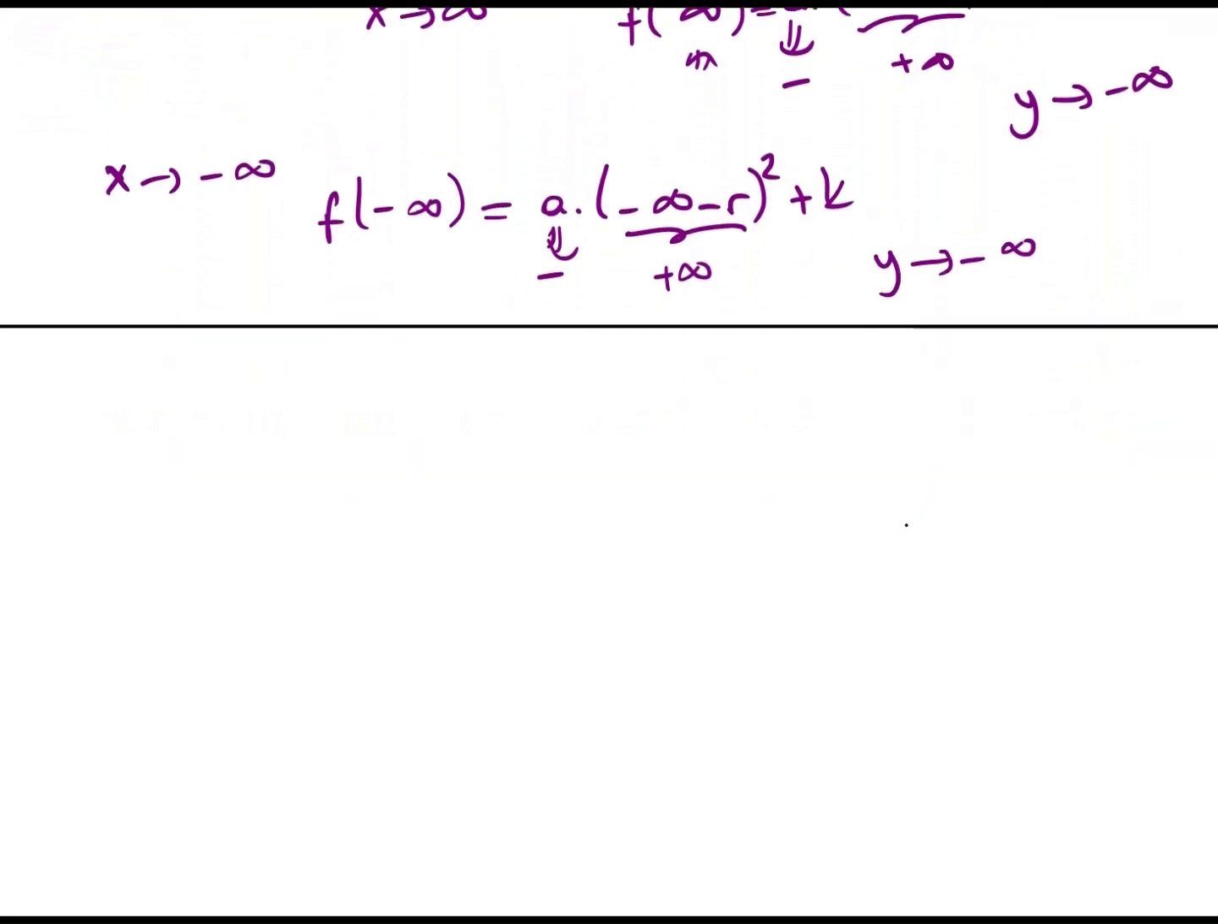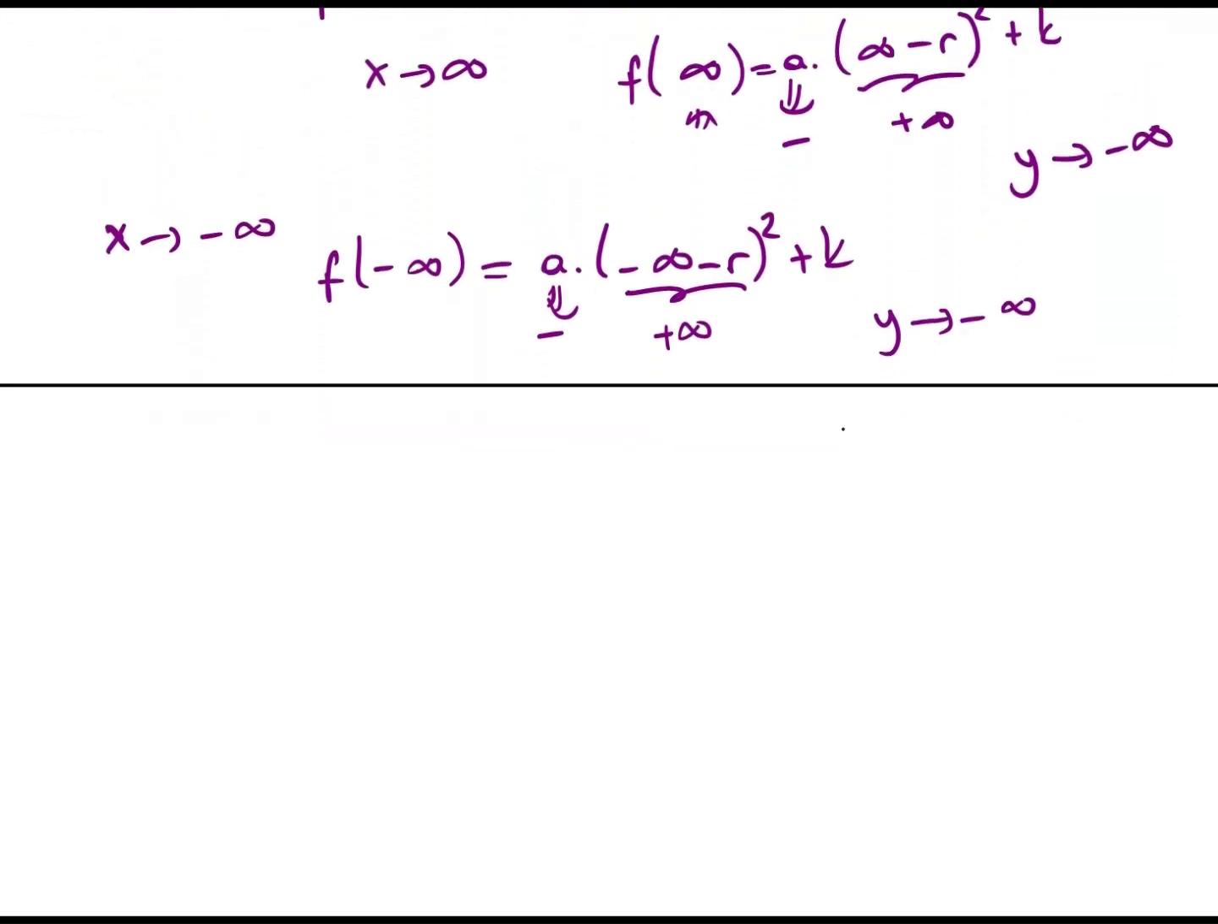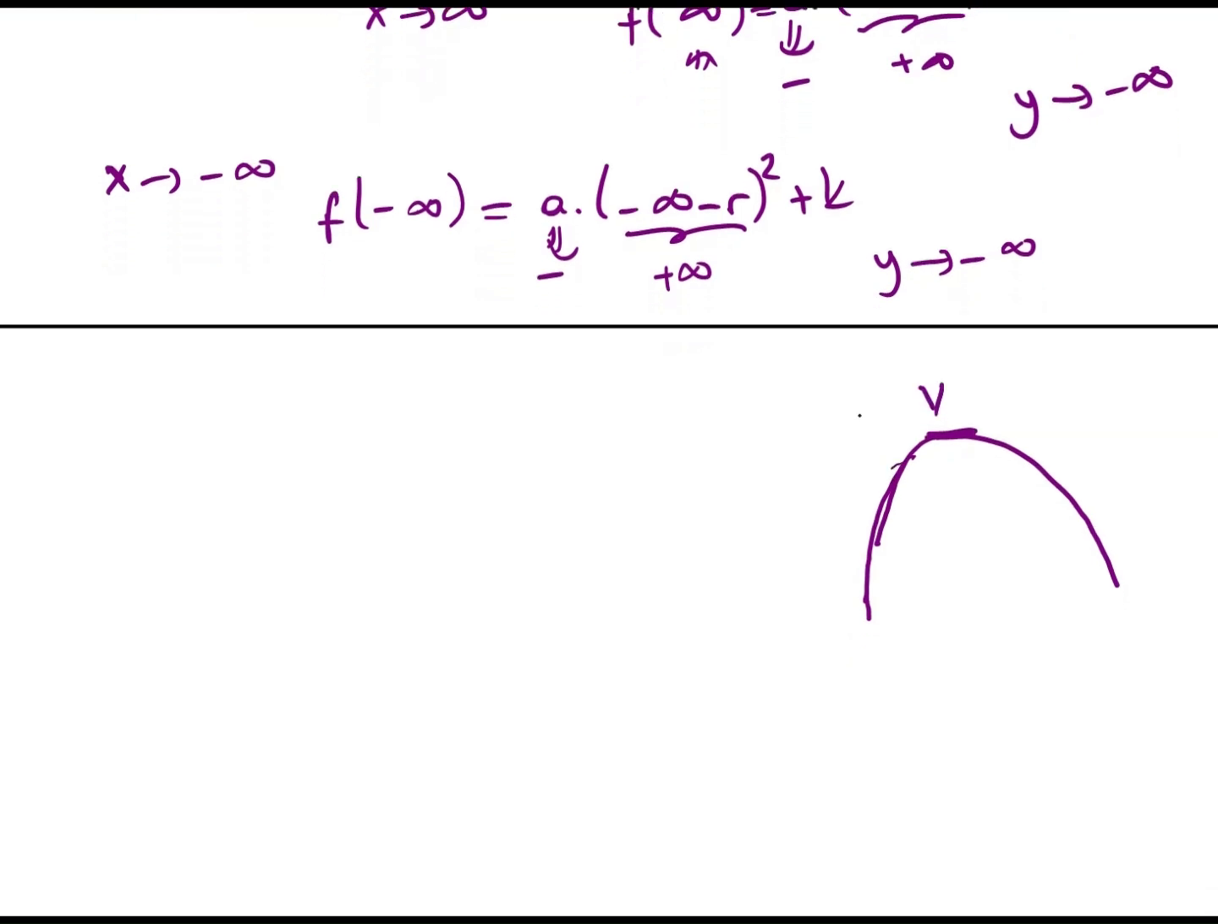In this case, when x approaches infinity, y approaches minus infinity, and when x approaches minus infinity, y again approaches minus infinity. In this case, we need to find the maximum value of the function. So when will the function get the maximum value?